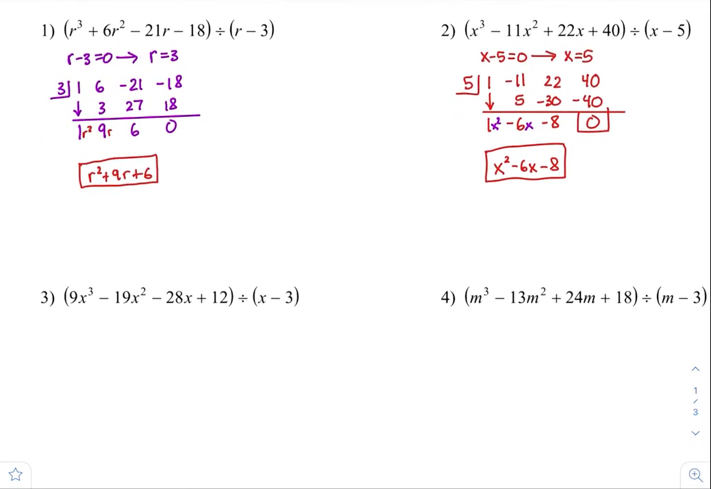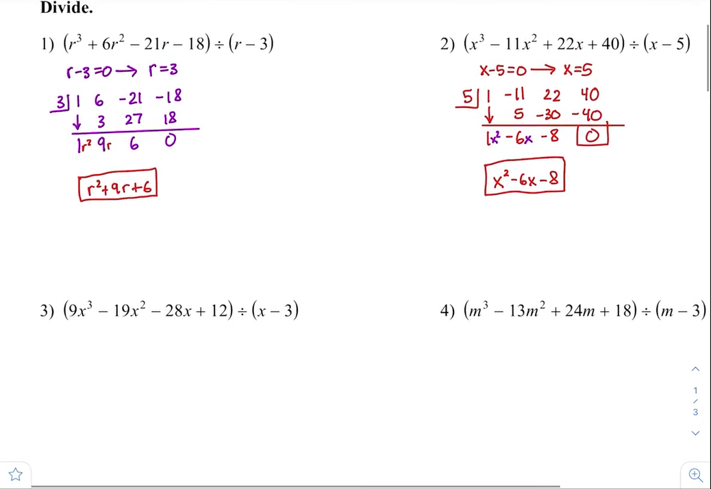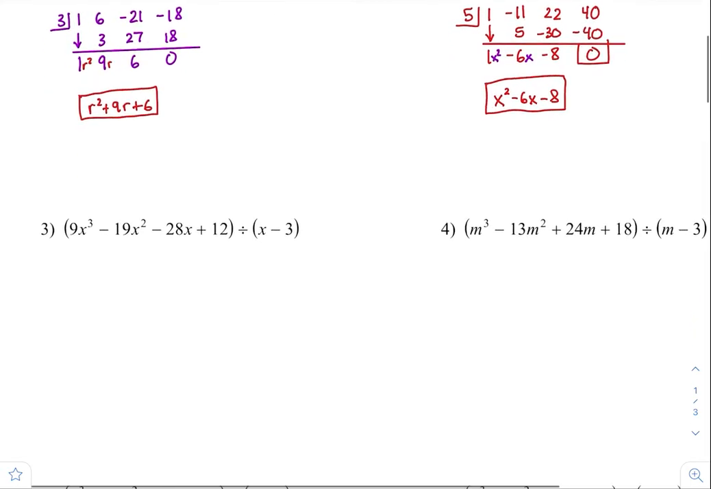Okay. I don't know why I keep on rotating between colors.